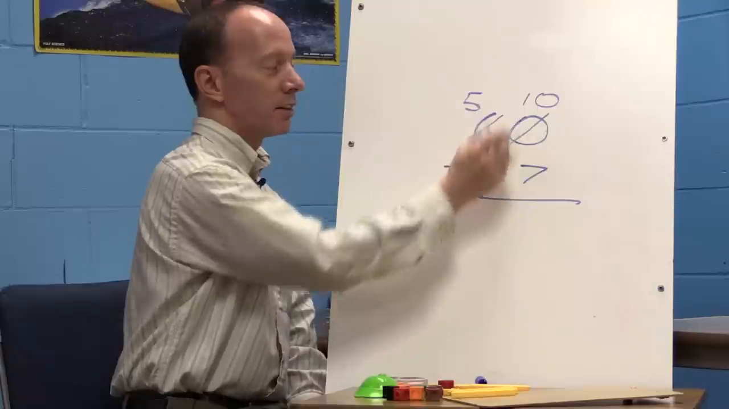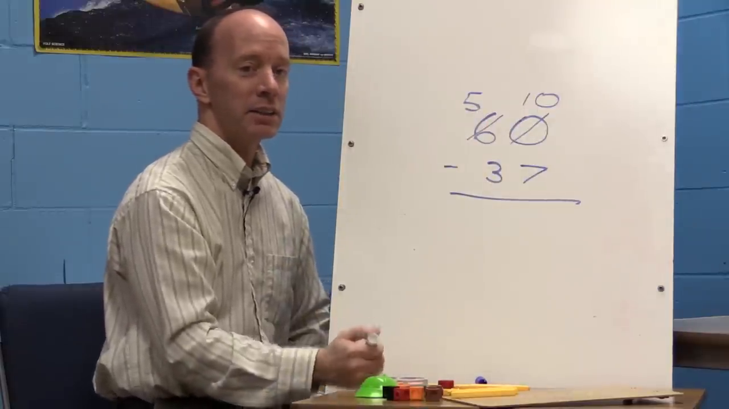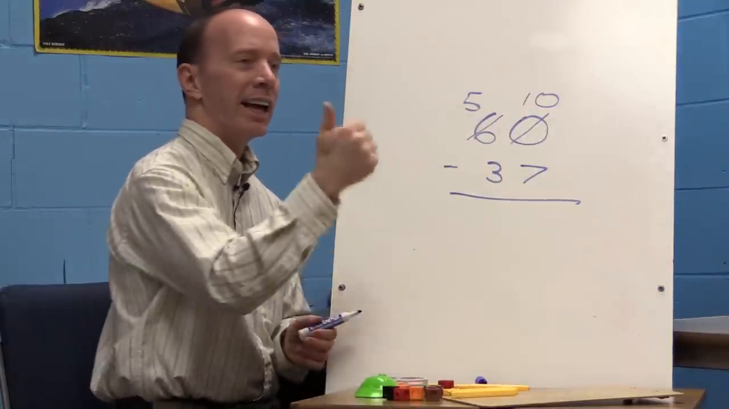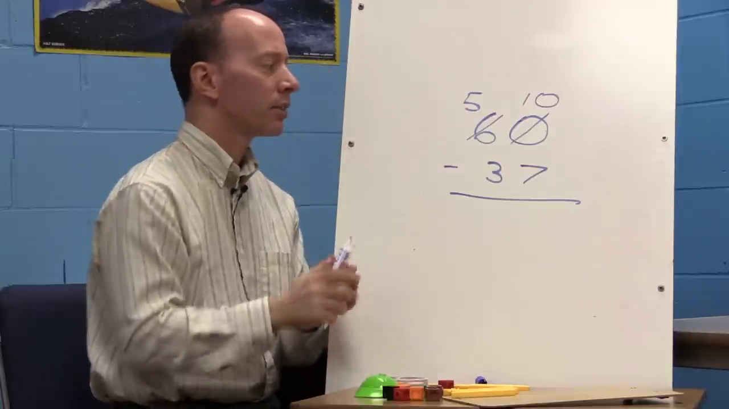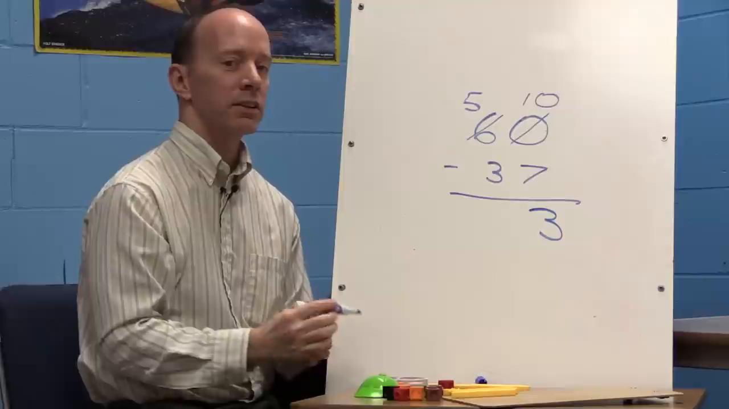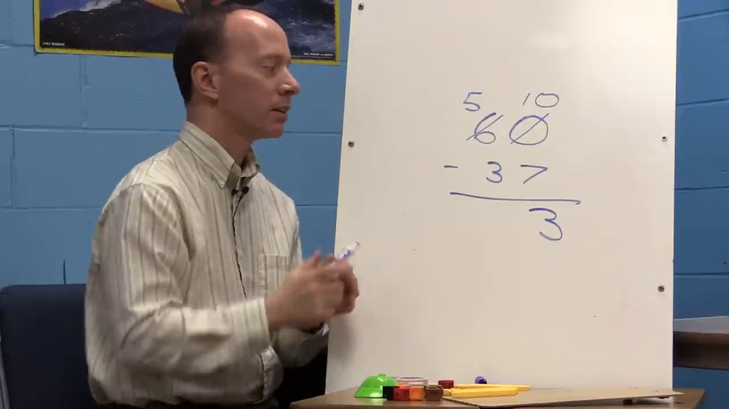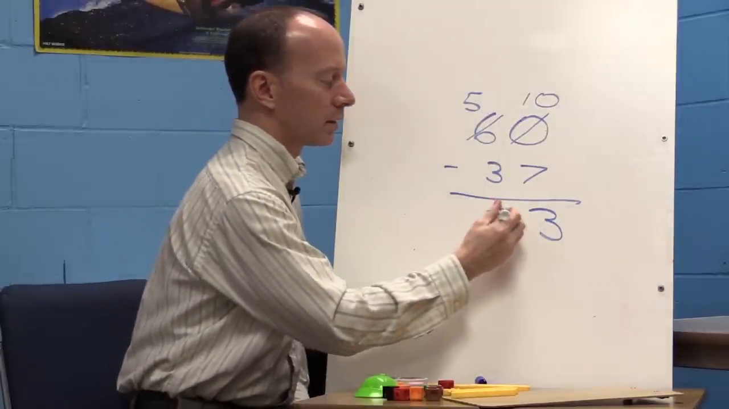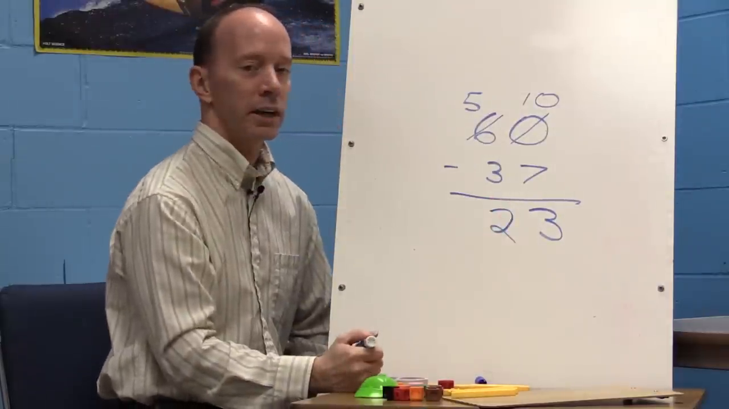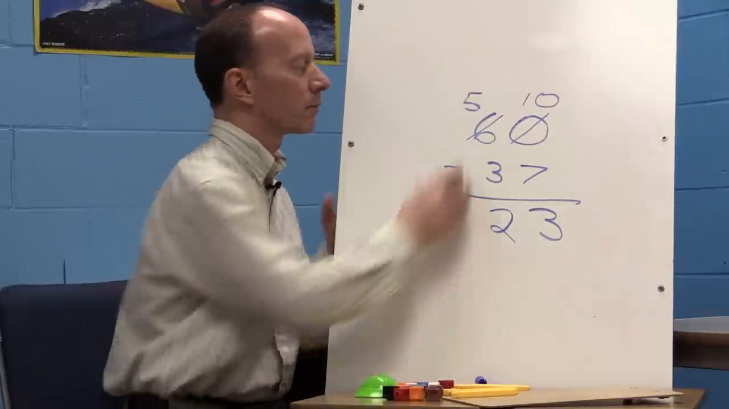10 is bigger than 7. We know that that works. So 10 minus 7 is, let me see, let's do that. 7, 8, 9, 10. 3. 5 minus 3. So we have 3, 4, 5. 23. The answer is 23. All right, let's do another problem.